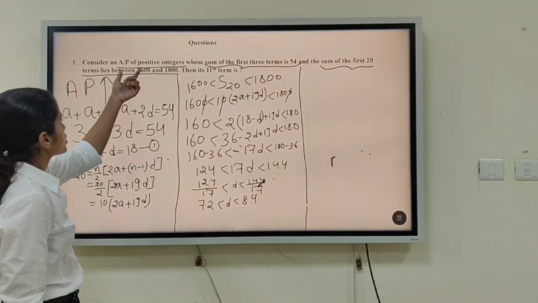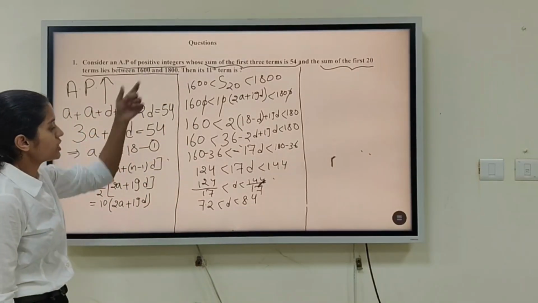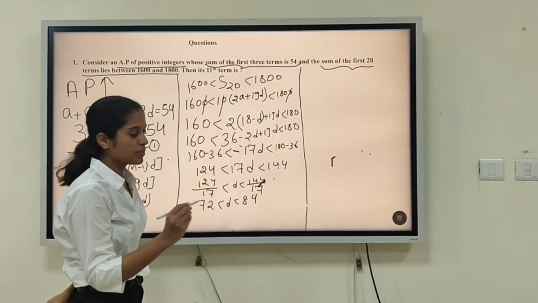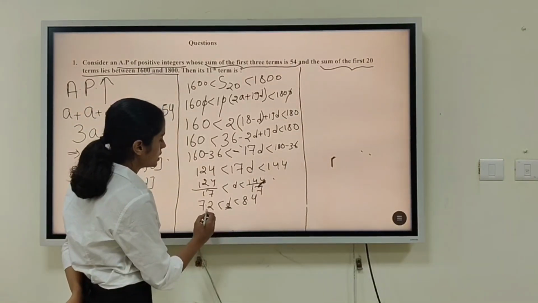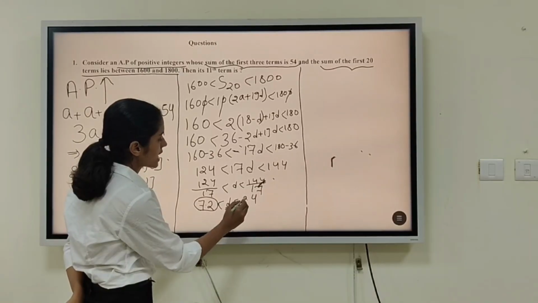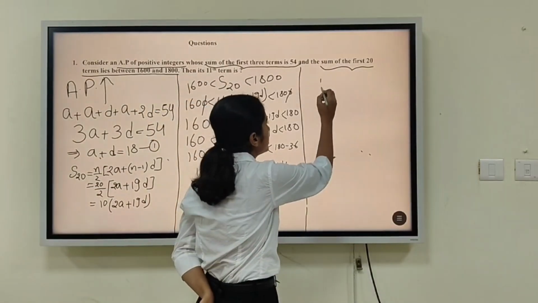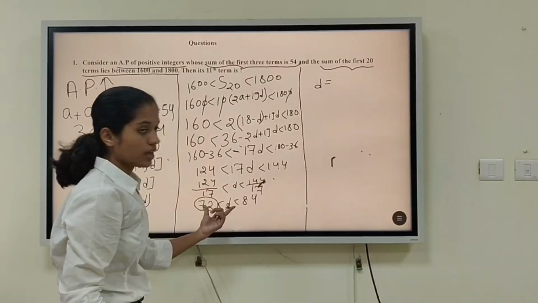We will use this information that the AP is of positive integers. So for making the AP in terms of integers, we will take the value of D as an integer which is lying in this range. So simply D will be equal to 8.